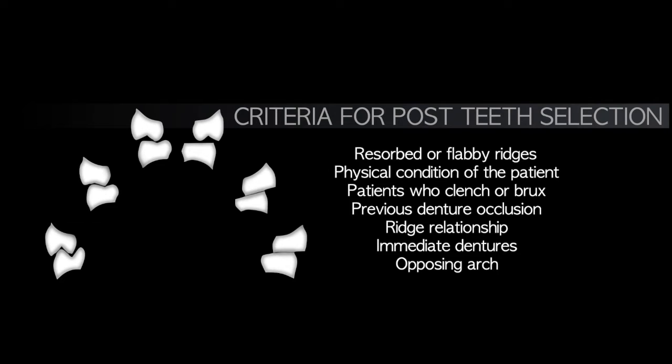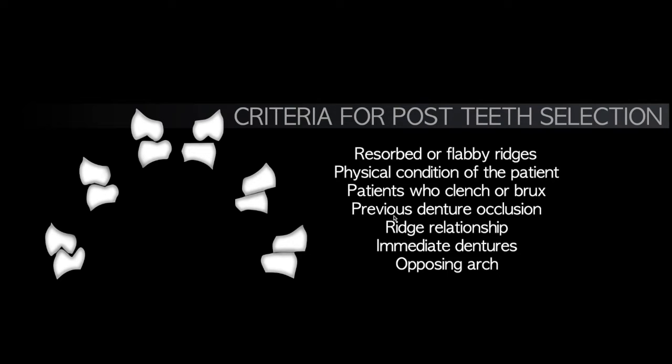And the physical condition of the patient will also be a determining factor. When the patient has physical limitation in terms of their own muscle control, you may choose monoplane occlusion rather than the anatomic side. And patients with a clenching or bruxing habit also affect the choice of posterior teeth. And of course, the previous denture occlusion is also a reference for which occlusion scheme we're going to choose.